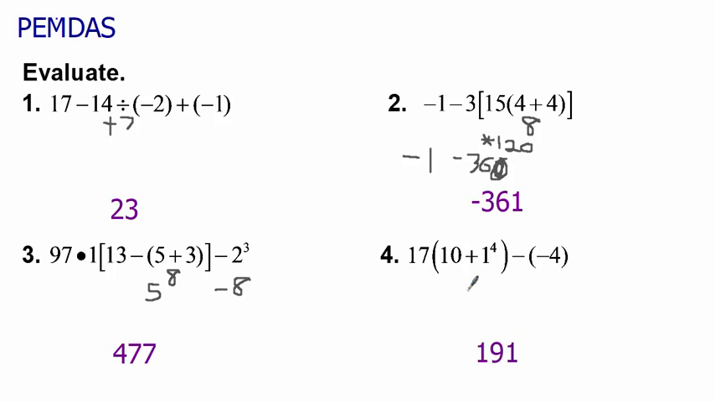In this last one, I have parentheses, but I can't do inside these parentheses until I do the exponent. But 1 to the 4th power is 1. 10 times that is going to be 11. 17 times 11 is going to be 187. Minus a -4 becomes +4, and that's where we get 191.